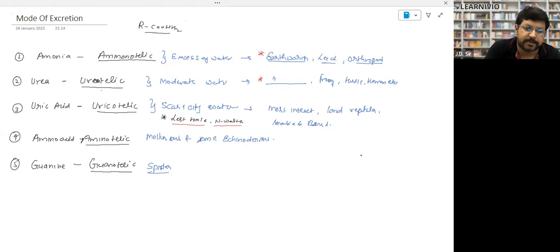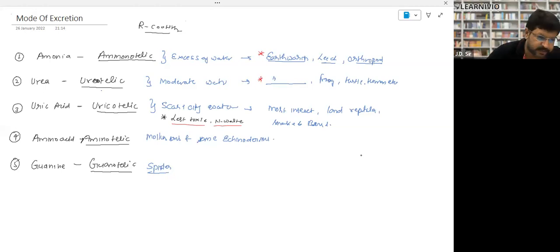Full stop. In the same statement, if the water is moderate in the environment, the earthworm will behave as ureotelic. Most of the information is written over here.